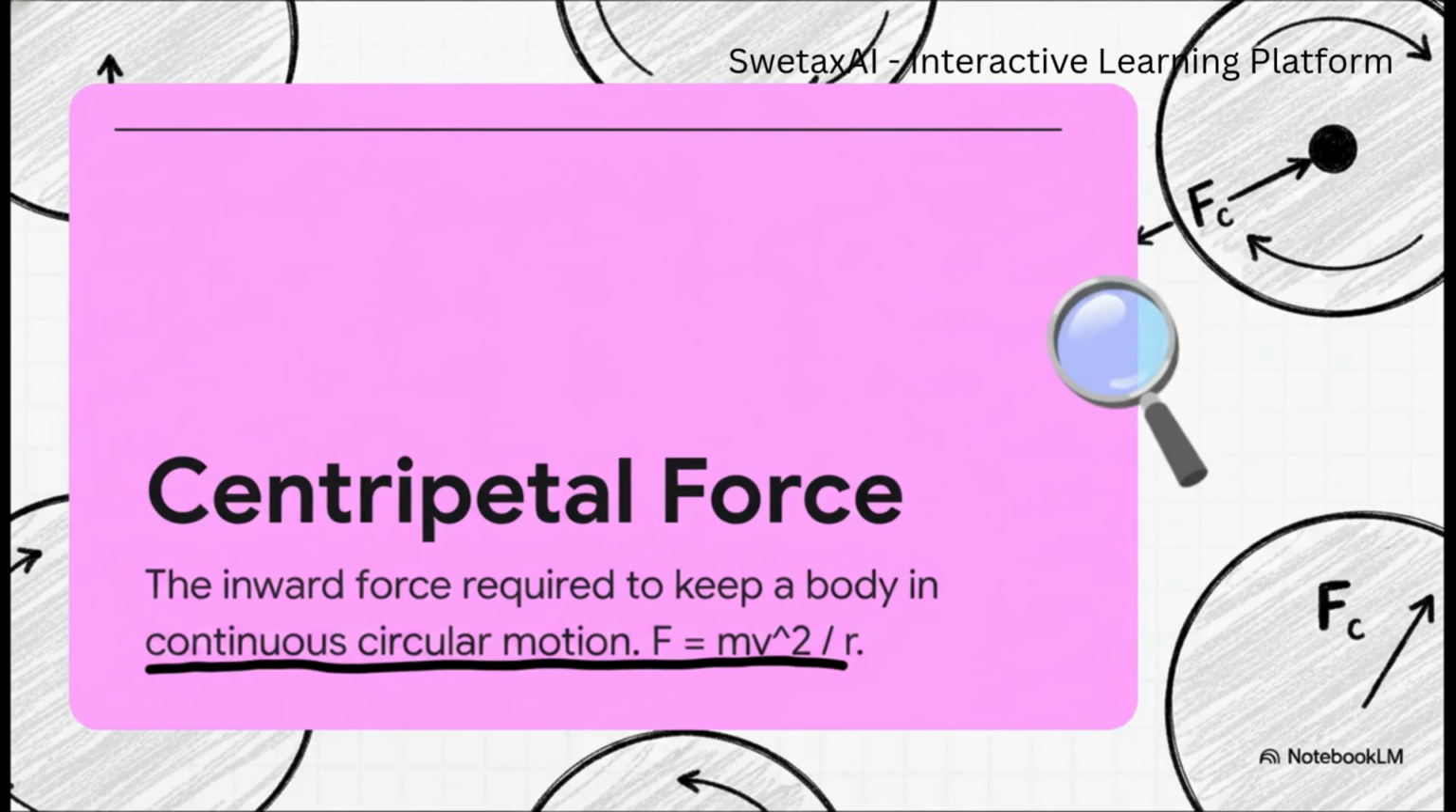We call this the centripetal force. It's the inward force, always directed toward the very center of the circle, that's required to keep that body from just flying off in a straight line. And you can calculate it using the formula F equals mv squared divided by r.